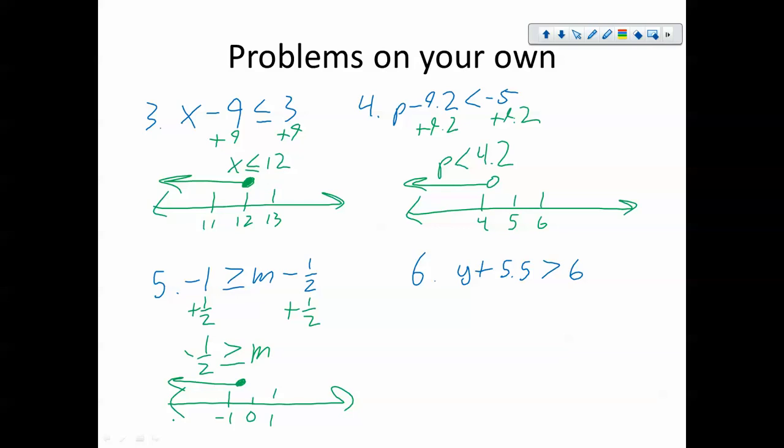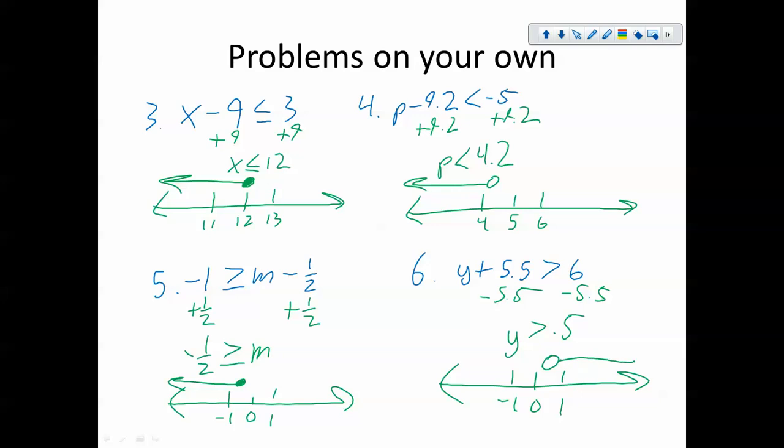And then finally, we're going to subtract 5.5 from the left-hand side because we're adding, so we're doing the opposite operation. We end up with y is greater than 0.5, which, if graphed, gives me an open circle at 0.5. And because y is on the bigger side this time, we're going everything to the right.